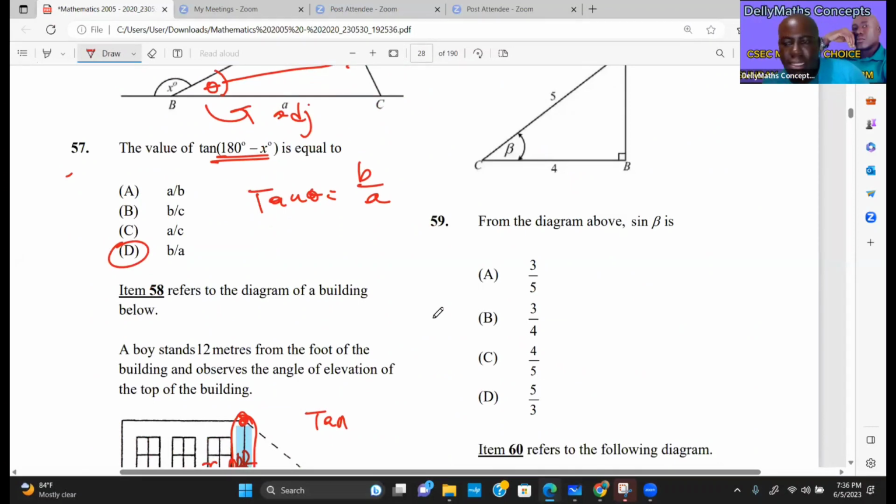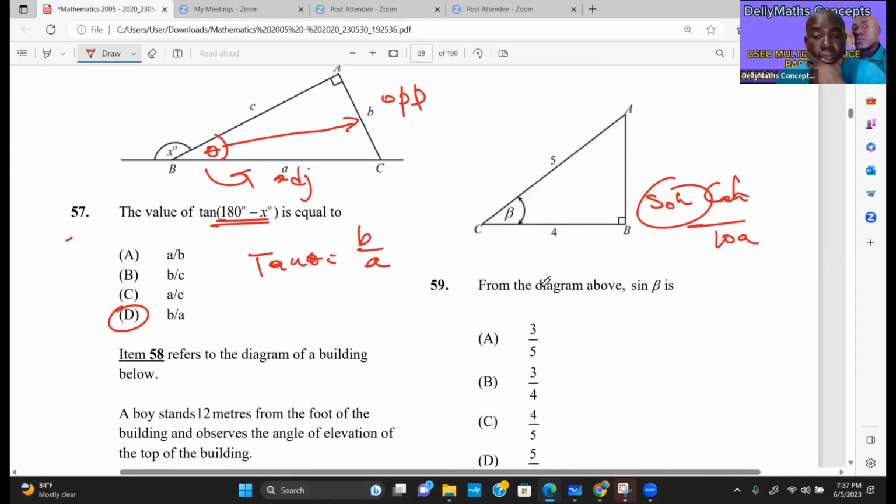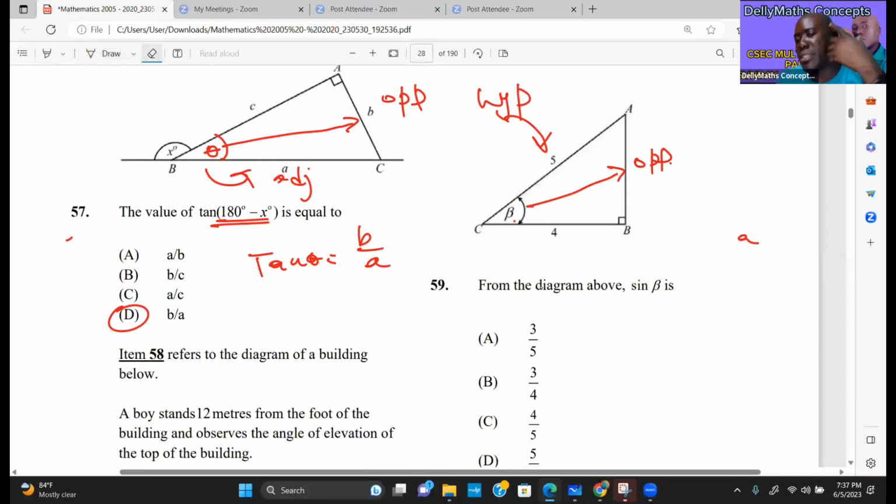It says from the diagram above, the sine of beta or sine of B. Using SOHCAHTOA, sine is opposite over hypotenuse, right? So then the sine of this is going to be the opposite side over this. But I don't have the opposite. I have the hypotenuse, but I don't have the opposite. So I'm going to have to take the time to find out what the opposite is.